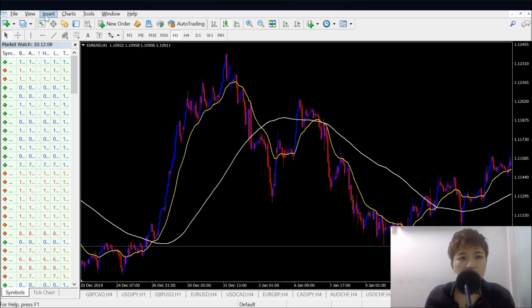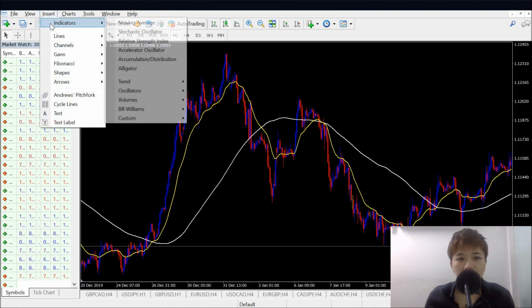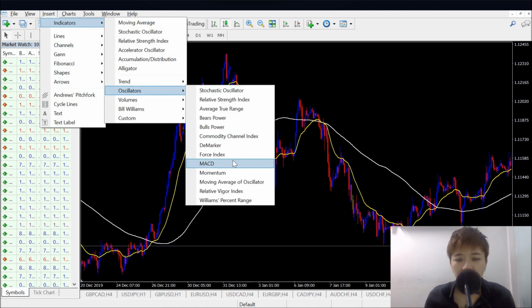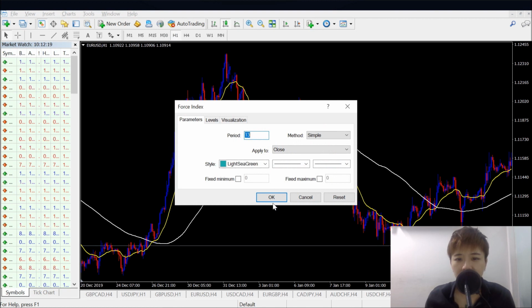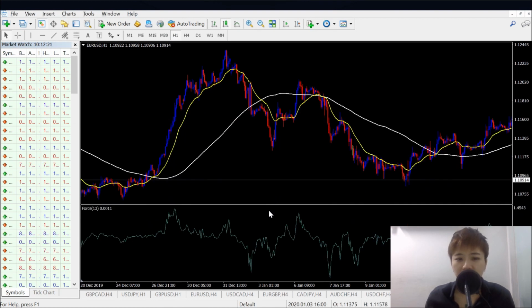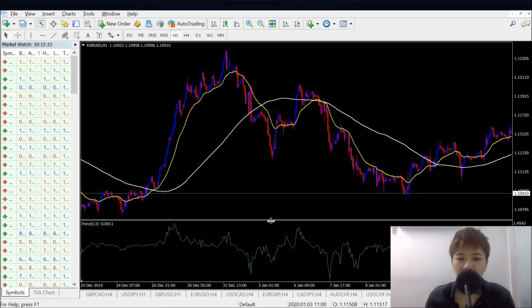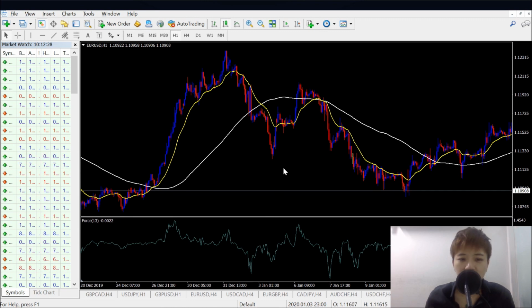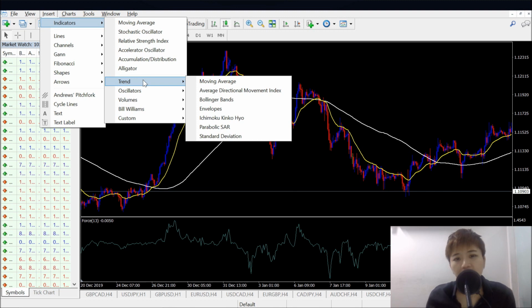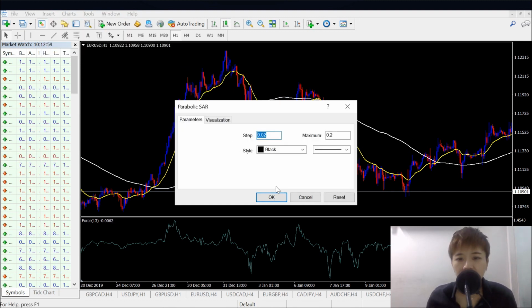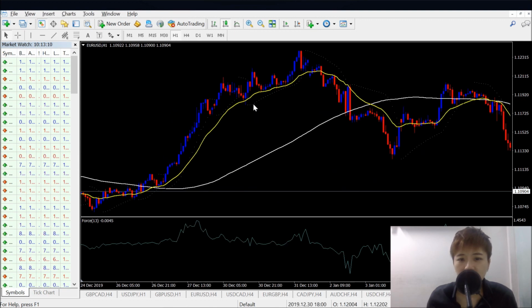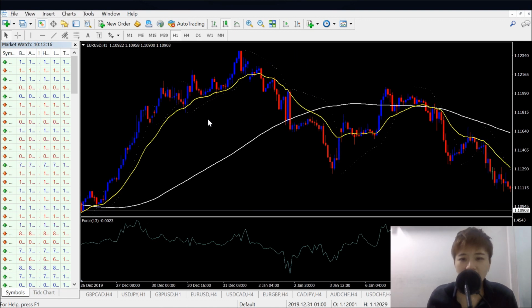Another trend indicator that people use to determine the trend is force index. Now I'm not going to elaborate too much on how to use each indicator. I'm just going to show you which indicators you can use to determine the trend. Another really common trend indicator is parabolic SAR. This is the parabolic SAR. It comes in the form of dotted lines.